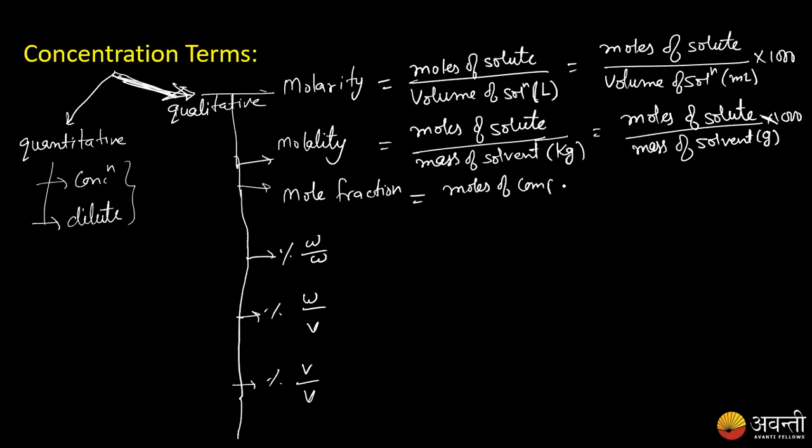Moles of component A divided by total moles, which can be written as N A divided by N total. You can similarly calculate for NB. The second component is also NB by NT, and C by NT. Doesn't matter how many components we have, we can calculate the mole fraction for each of those components.